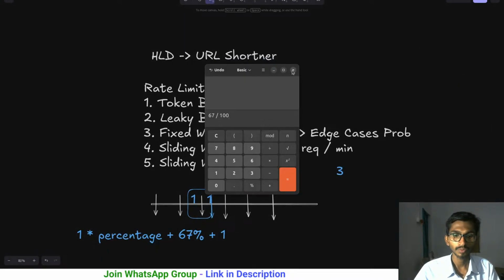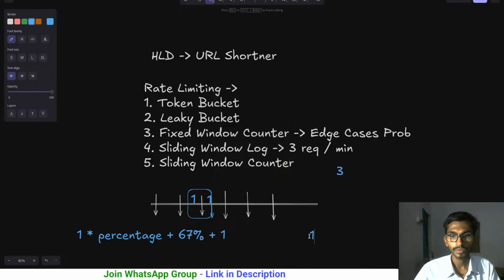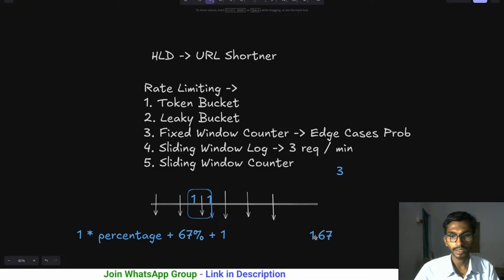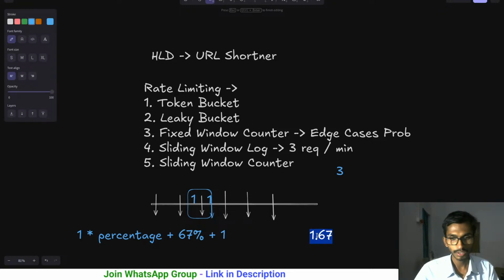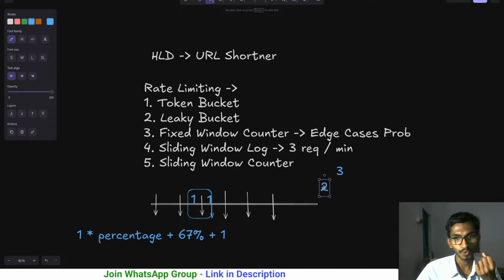So we have 0.67, and once we have 0.67 plus 1, that's gonna be 1.67. So ultimately 2 requests we have right now, if we just simply get the props. So we have 2 requests and 1 is just remaining. So this way you can just simply go ahead, it's pretty crazy.